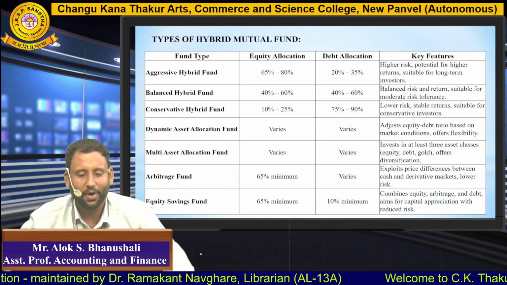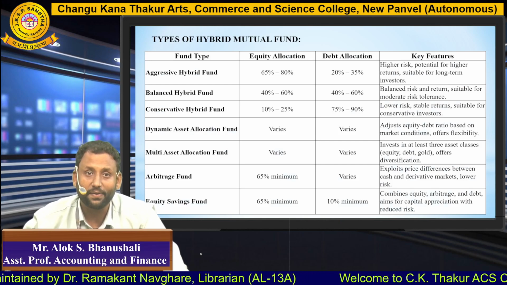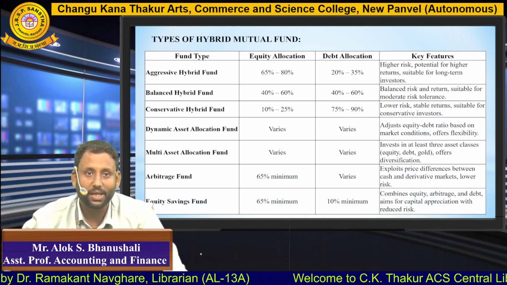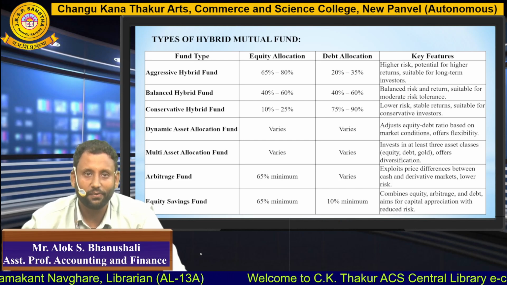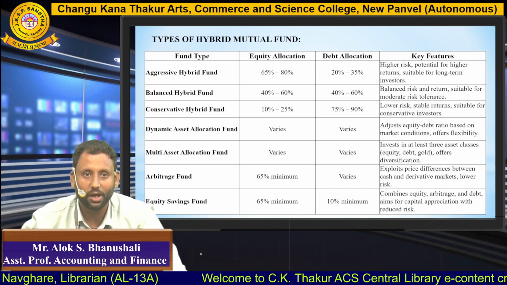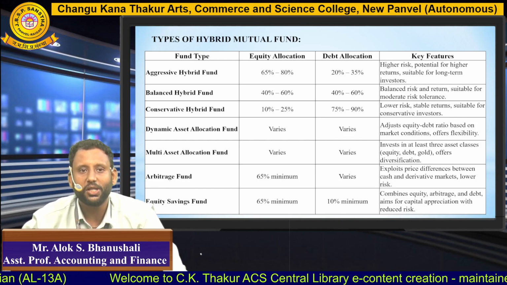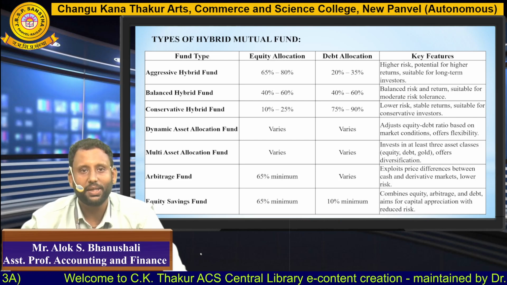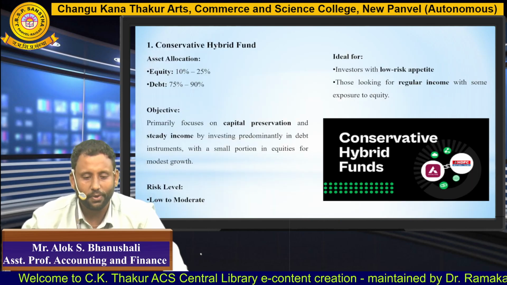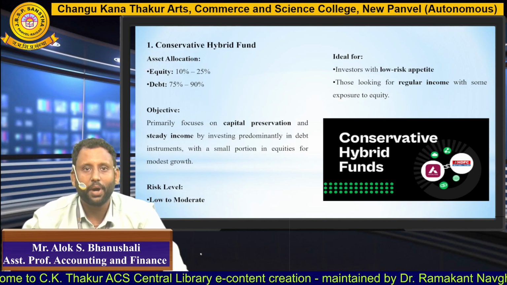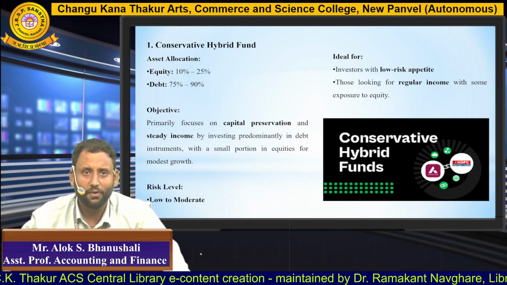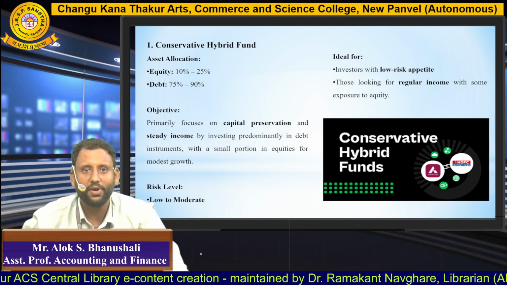Now these are the types of hybrid mutual fund. First is aggressive hybrid fund, second is balanced hybrid fund, third is conservative hybrid fund, fourth is dynamic asset allocation fund, fifth is multi asset allocation fund, sixth is arbitrage fund, and seventh is equity savings fund. So we will see the hybrid funds one by one in detail. First of all, we will talk about conservative hybrid fund.